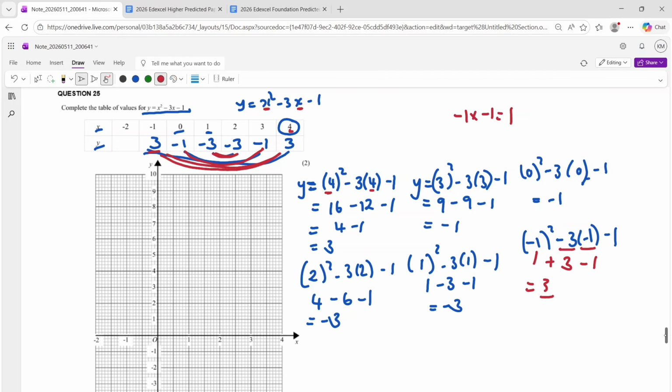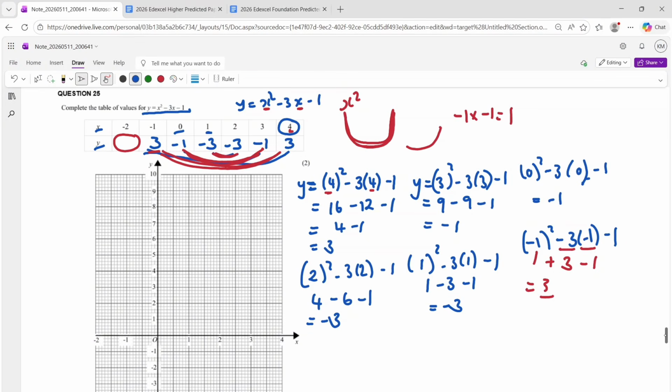And the reason it does that is because of the shape of the graph. You should know a quadratic graph, an x squared graph, is a U shape. Now, you might not get the whole U shape, but you might get part of it. So it does start to mirror itself. The only issue is that's not going to help us with the last one because we don't have any more values, so I am going to have to work out this last one. But knowing the shape will help you when you come to drawing the graph.